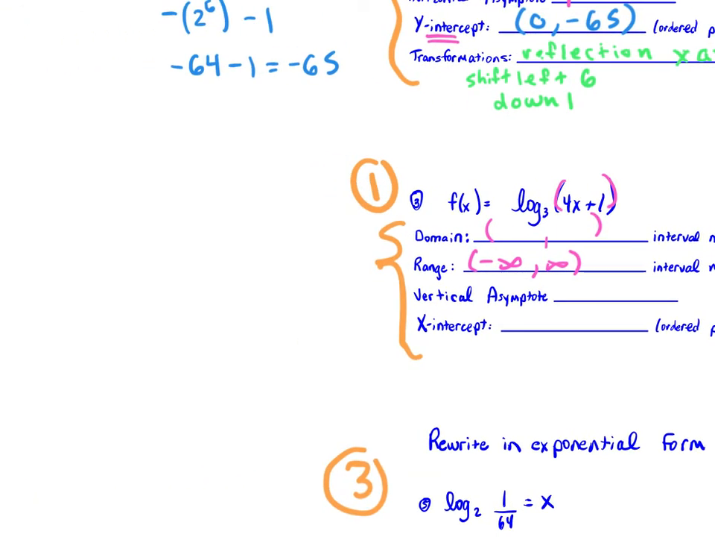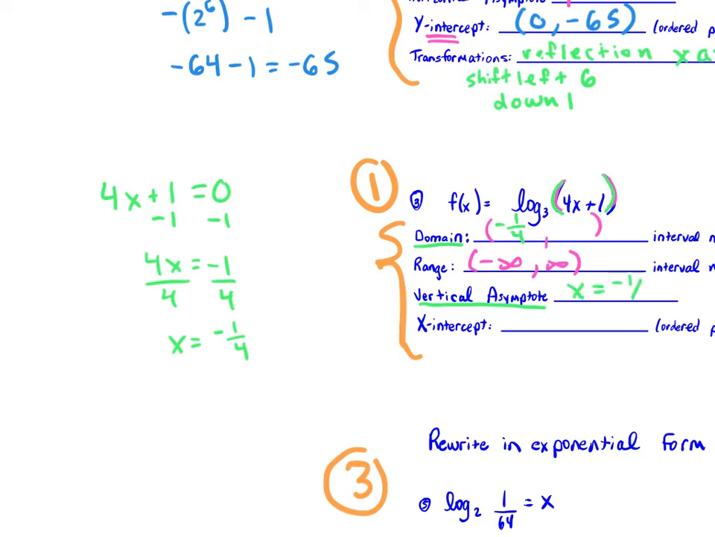So in the parentheses, we want to set 4x plus 1 equal to 0. This is going to give us our first number in our domain and the vertical asymptote. So we solve for x, subtract 1 on both sides. 4x is equal to negative 1. Divide by 4. x is equal to negative 1/4. So this is our first number in our domain and our vertical asymptote. So x is equal to negative 1/4. And since we don't have a reflection here, it's negative 1/4 to infinity for our domain.